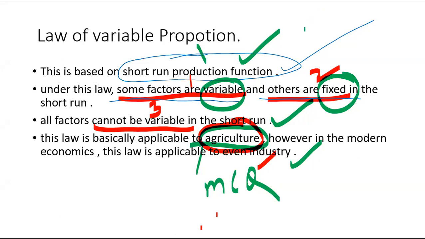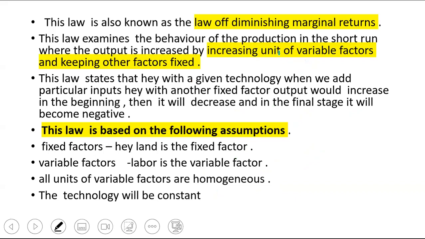Okay. I hope you have taken down up to this point. Any point not clear, put it in the chat box or ask me. Now, this law is also known as the law of diminishing marginal returns. Take down. I will share these notes, but you take down the points also. In the objective they will ask: the law of variable proportion is also known as dash. The law of diminishing marginal returns.